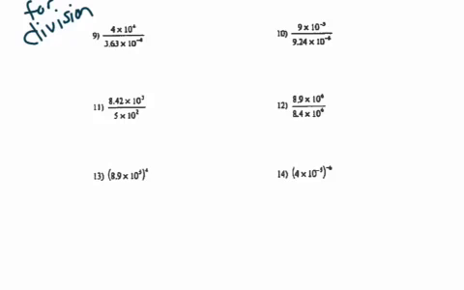Number 13, you are just raising a power to a power, but remember, you don't have to memorize those rules. Type that exactly in your calculator, and your answer would be 6.27 times 10 to the 23rd power.